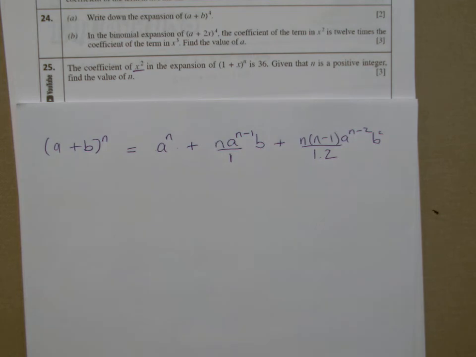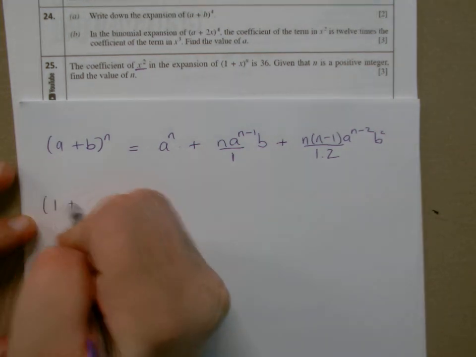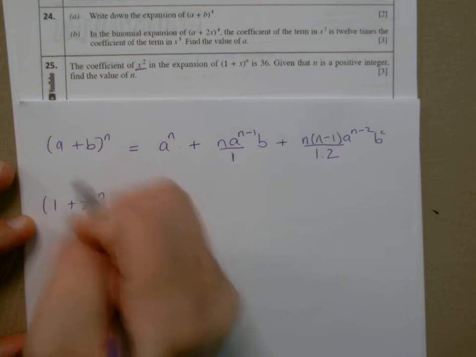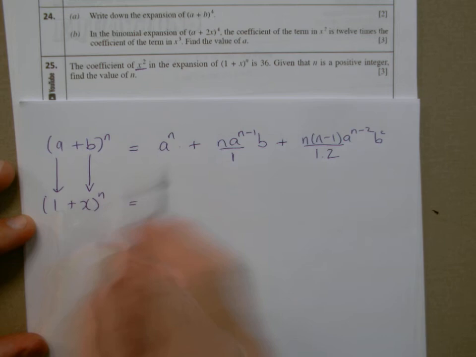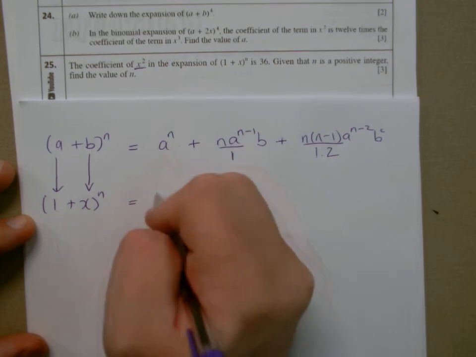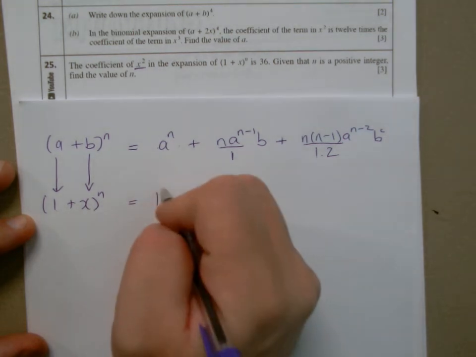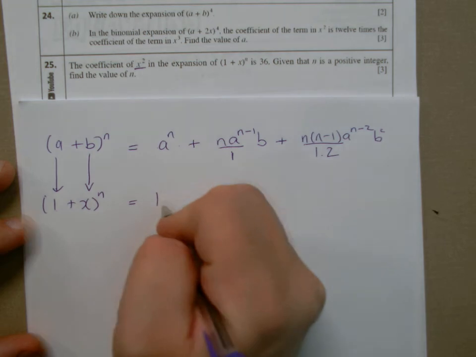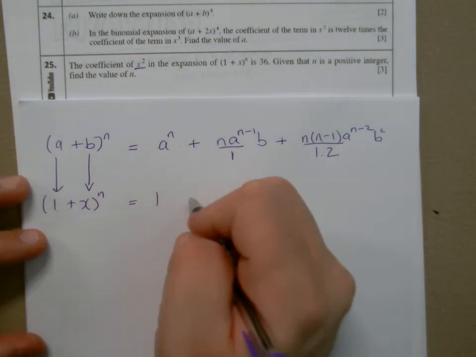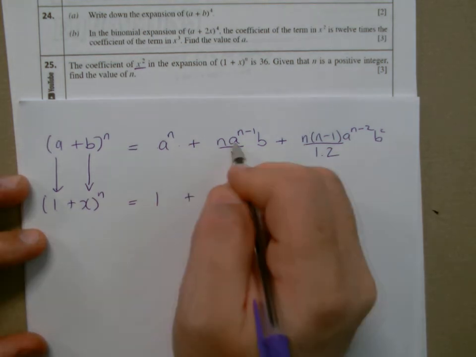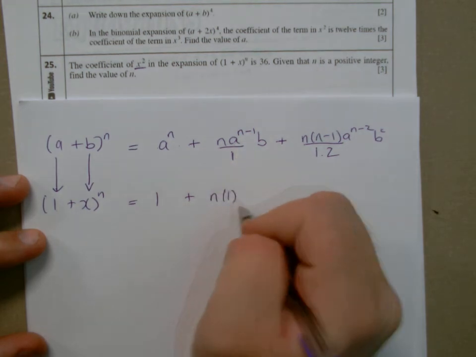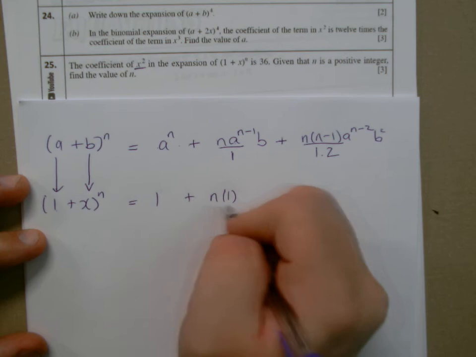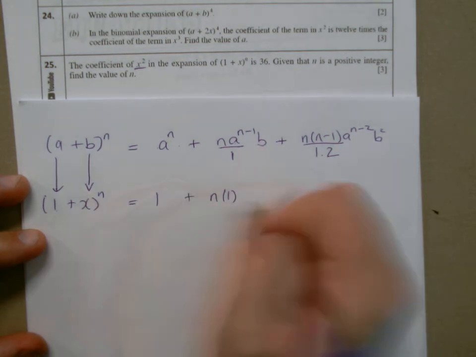And it's saying the coefficient of x squared is 36. So what I'll do now is substitute in my a to be 1 and my b to be x. Now if a is 1, I can put 1 in there, and to the power n it doesn't make any difference, because 1 to any power is still going to be 1. Plus then n, again you've got 1 there. I didn't even need to write it, but if you want, you can. Divide by 1, so that's just going to stay as 1, and then b, which becomes x.